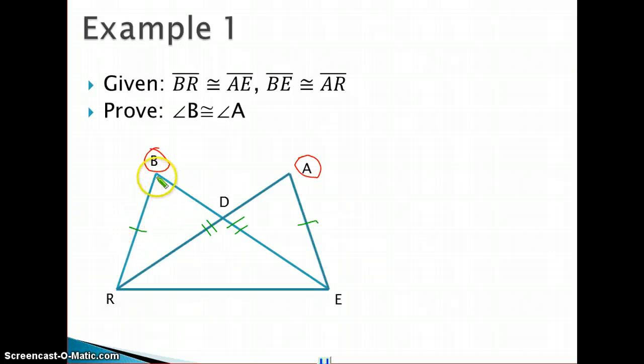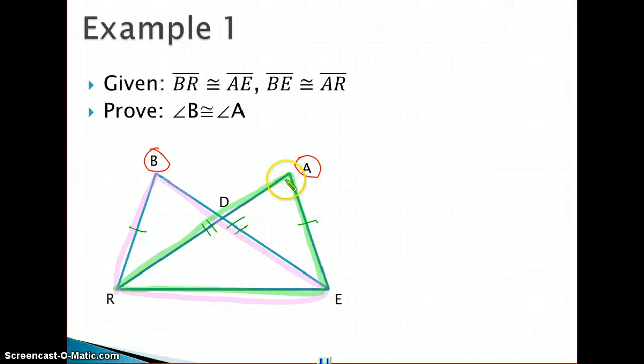So if I just highlighted BR, and I'm going to highlight AE in a different color, we'll go with green, and I go back to my original triangle. BE is the other segment I know. Maybe this triangle is starting to pop out at you. And that's supposed to match up with AR. And then in addition to that, it seems like we could easily complete this triangle by highlighting those sides.